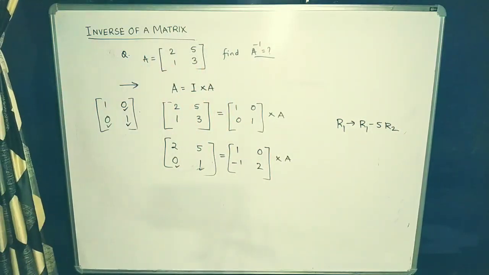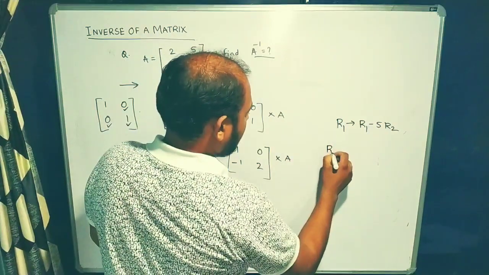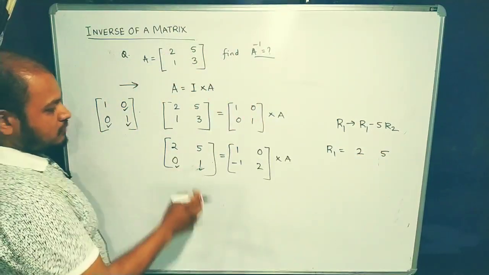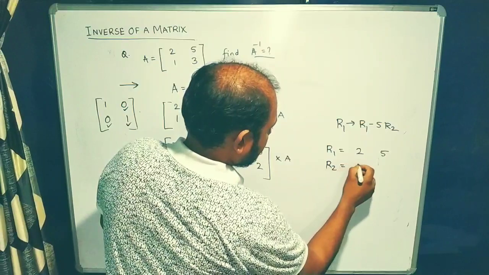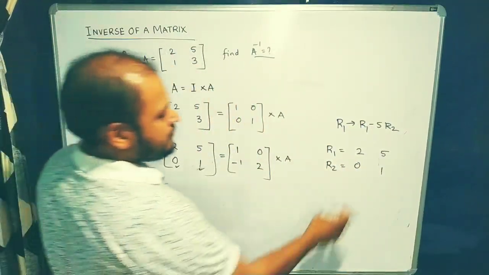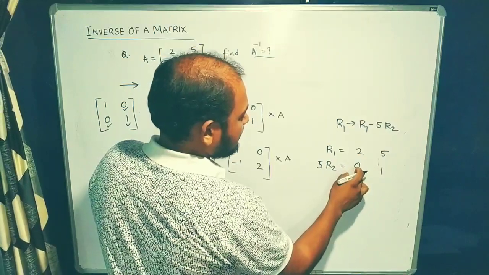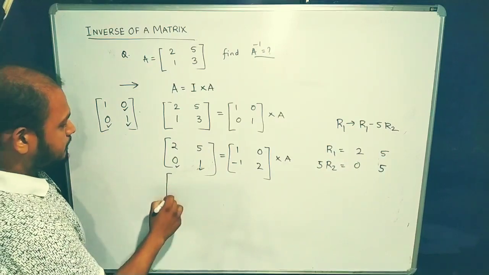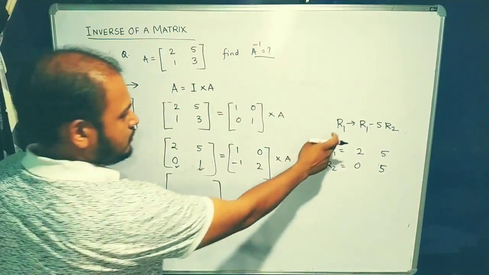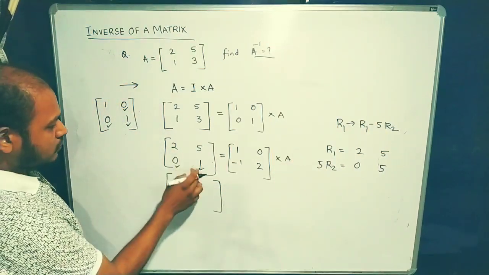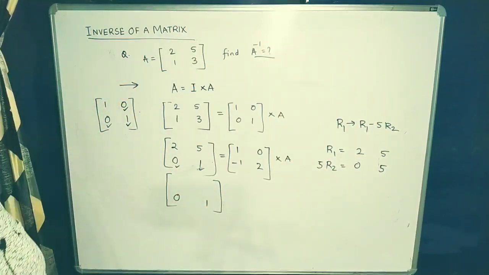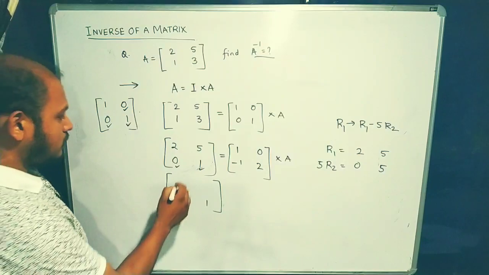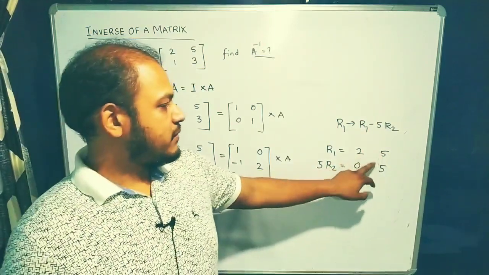R1 minus 5R2. Okay, so see, we have R1 is equal to 2 5 and R2 is equal to 0 1. Then 5 times R2 would be 0 into 5 is equal to 0, and 1 into 5 becomes 5. So now we see that the first row is getting changed but the second row is not getting changed. So place the second row as it is and look at the first row. First row becomes R1 minus 5R2. R1 minus 5R2 is 2 minus 0 equal to 2. Place it as it is, and 5 minus 5 is 0.